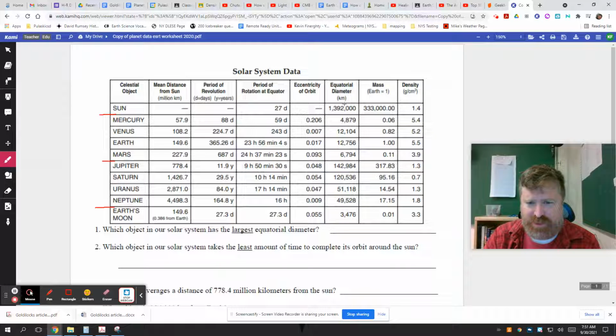Let's also look at their size, their diameter. 4,000, 12,000, 12,000, and 6,000. Yes, I'm rounding. Compared to the last 4: 142,000, 120,000, 51,000, and 49,000. Huge. So we've got 4 that are more dense but smaller, and 4 that are less dense but larger. Now we have fancy names for these.